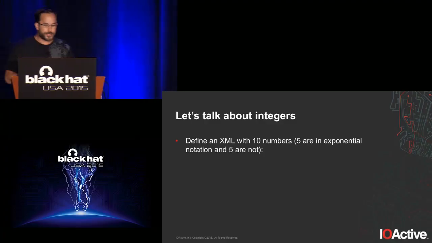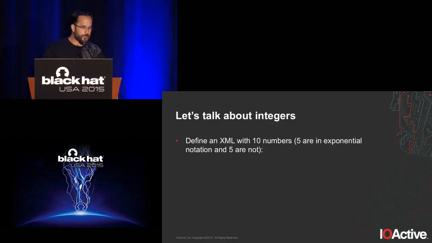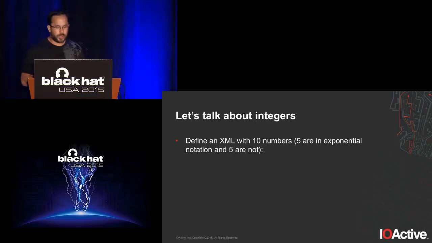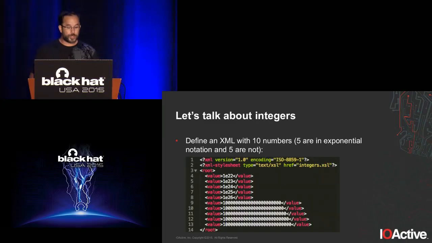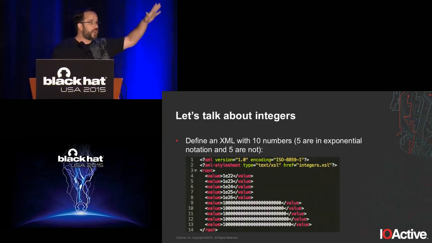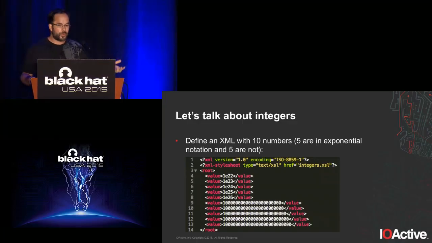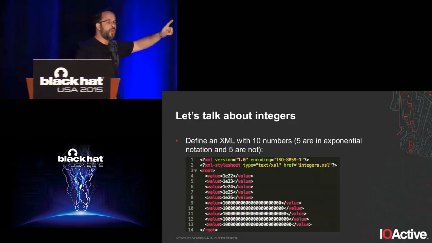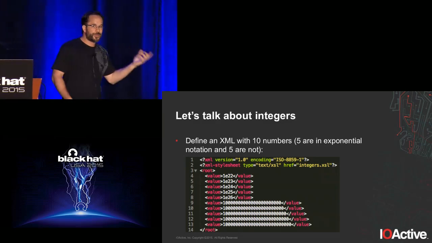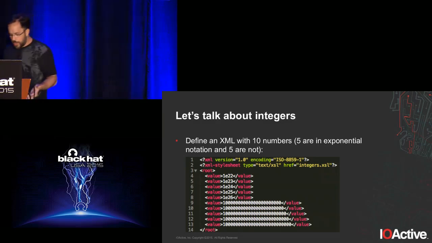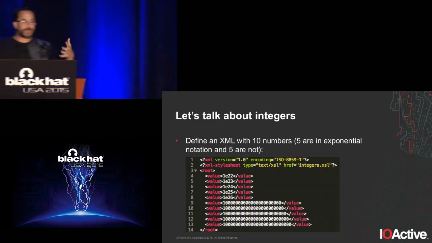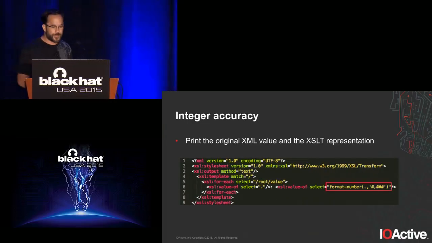But let's talk about integers. So I did something very basic in here. I defined an XML which has 5 values. 5 are in exponential notation and 5 are not. So what are they? This is a number 1 followed by a bunch of zeros. What I was trying to see in here is how processors may inject errors.